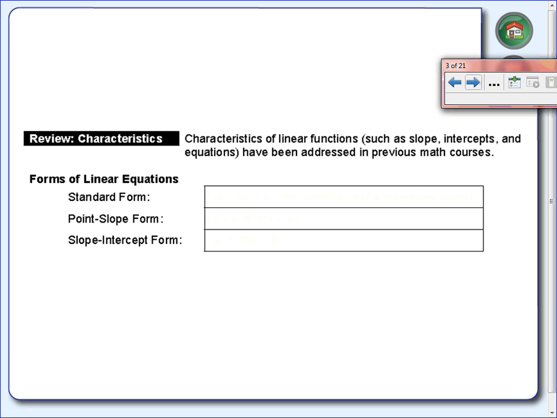The first one is standard form. What the heck does standard form look like? Anybody remember? That's y equals mx plus b, that's another one. We're going to talk about that one in a second. But I want standard. Remember, guys, I said we talked about this back in Algebra 1.